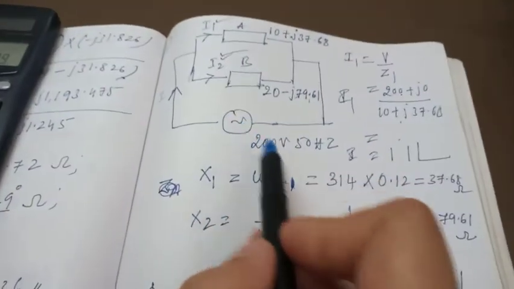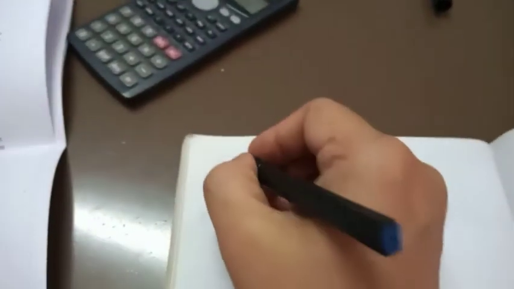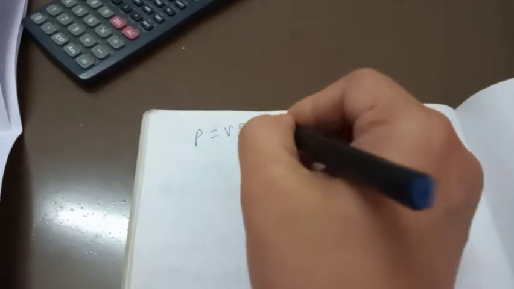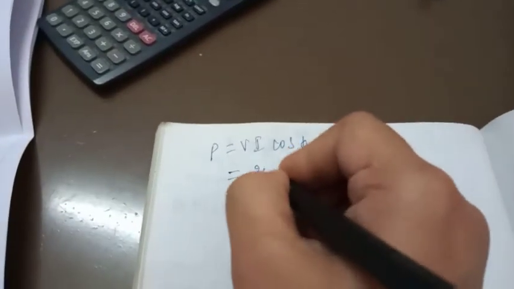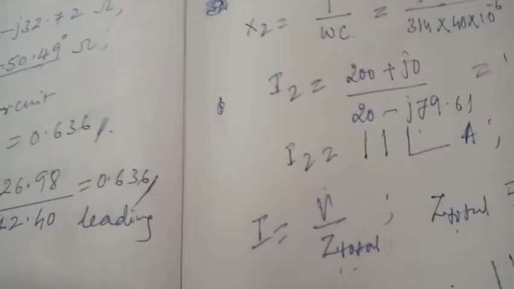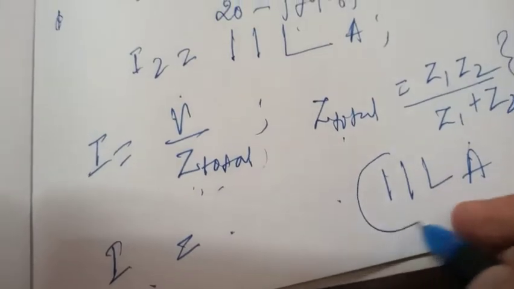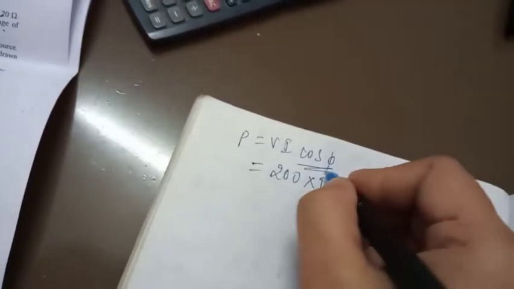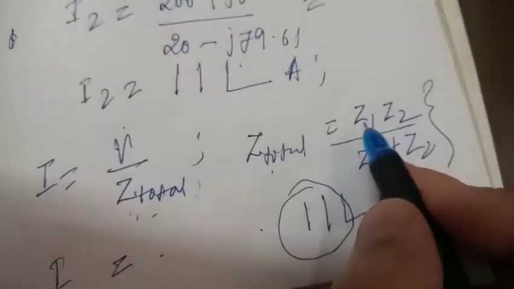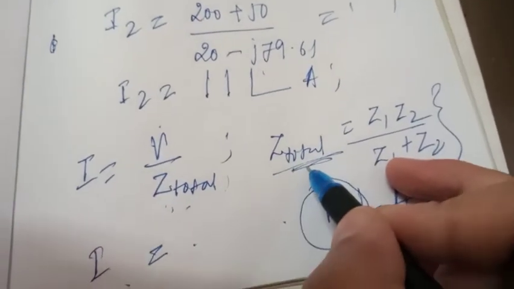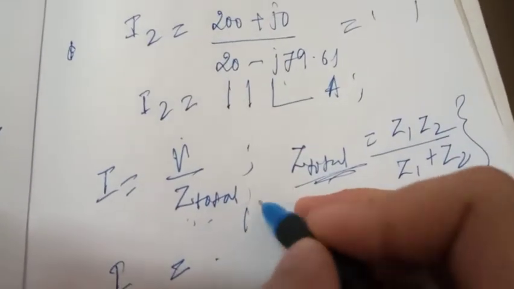Next, the total power of the circuit. What is the formula for average power? Average power P is equal to V into I into cos phi, right? The value of V is 200 magnitude. For the magnitude of current, substitute the main current, the supply current you have calculated. You need cos phi. How will you calculate cos phi? You have calculated Z total, right? That you will get in some magnitude and angle.